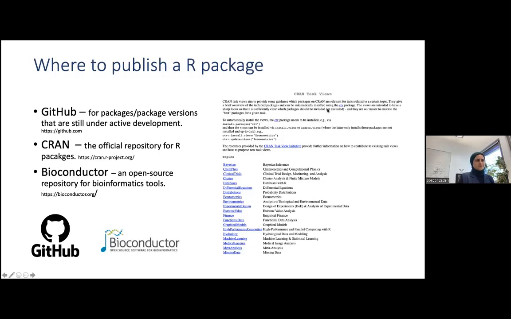But these task views are essentially a collection of all the R packages that exist that are published on CRAN. And they are kind of divided or categorized into different disciplines. So if you work, for example, on missing value imputation, you can just head to this CRAN task view, click on this missing data topic, or Bayesian statistics or anything else, and just get a list of all the packages that are under active development in CRAN and are hosted on CRAN.